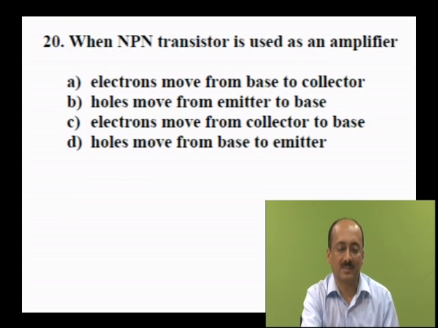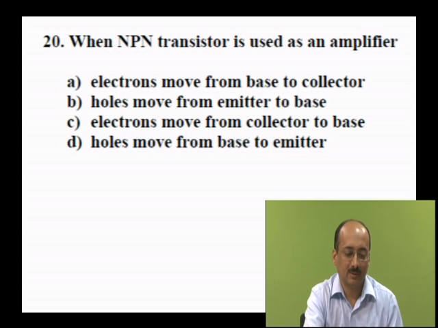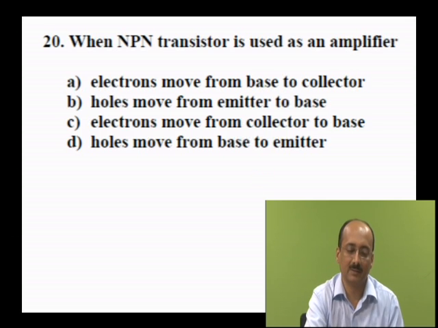When an NPN transistor is used as an amplifier, the options are: electrons move from base to collector, holes move from emitter to base, electrons move from collector to base, holes move from base to emitter. In an NPN transistor, the majority charge carriers given from the emitter are electrons. They move from emitter to base first, and then they will be collected by the collector. So, you can say in which of the cases that is true.